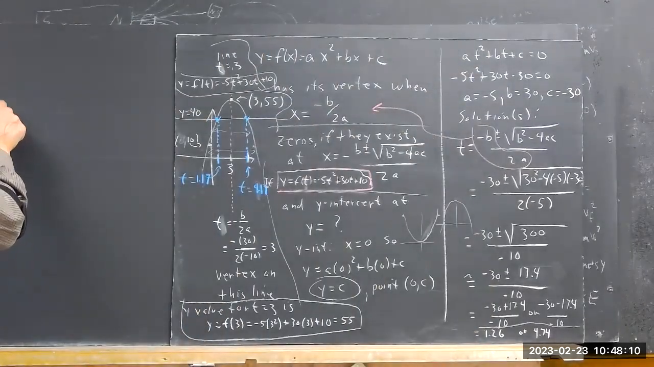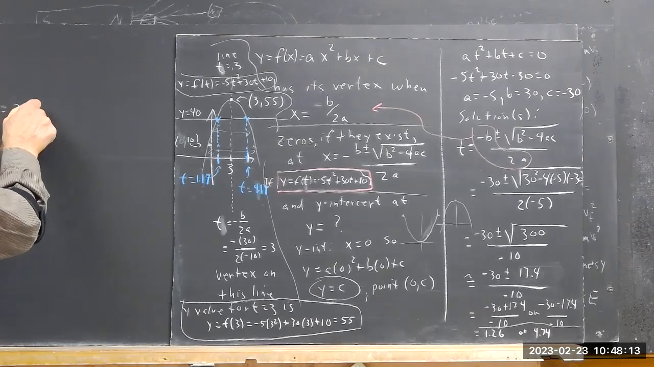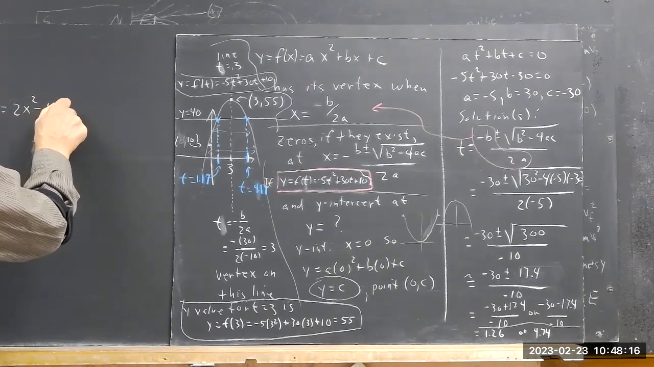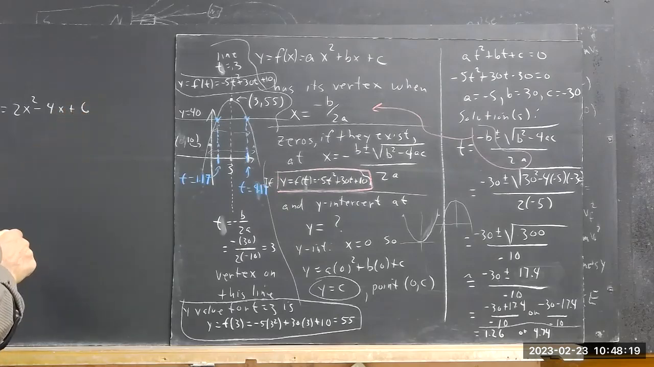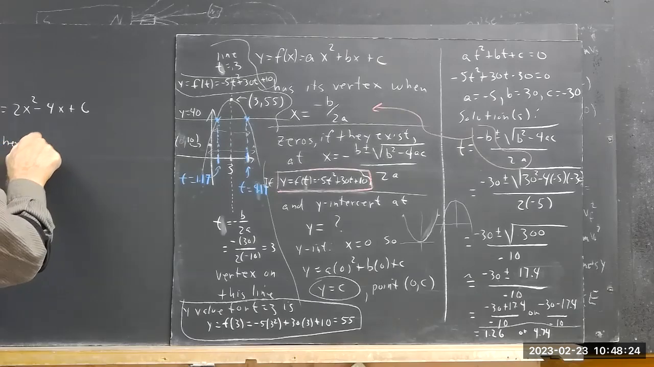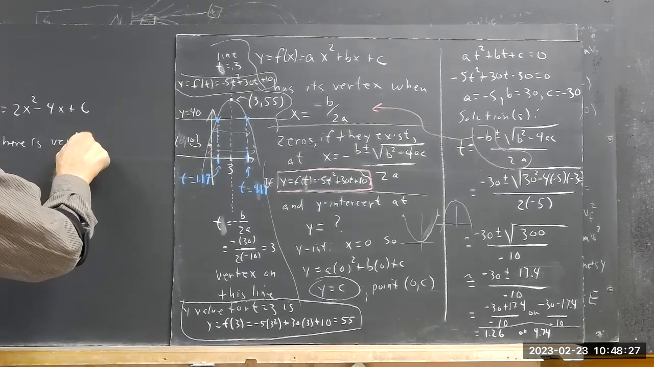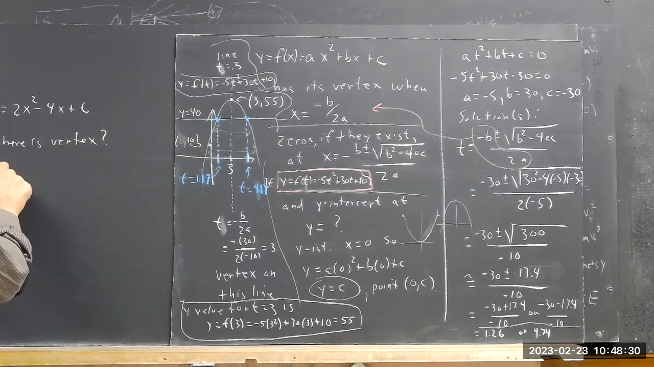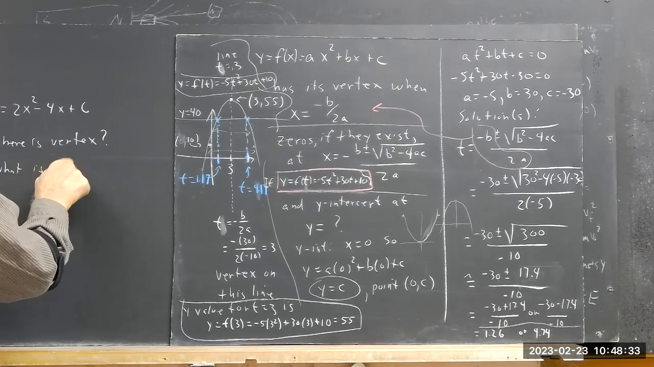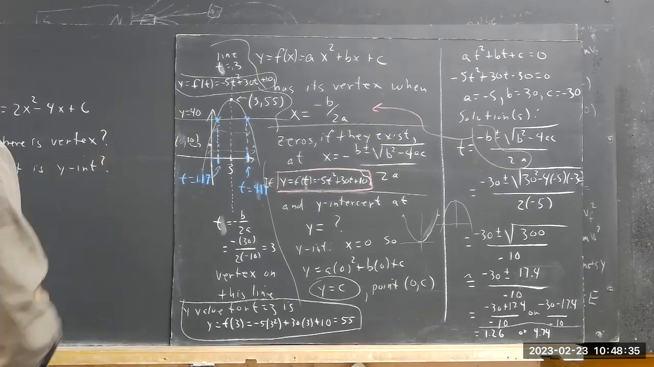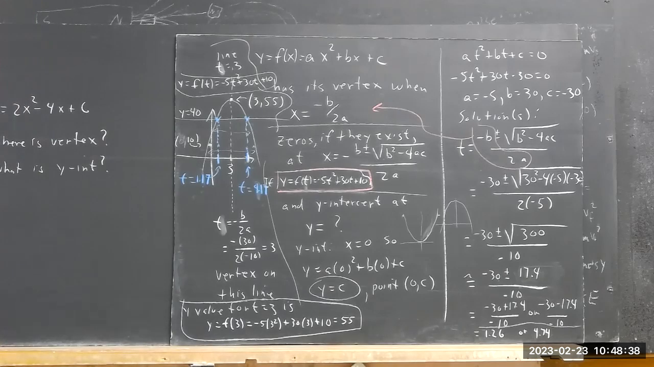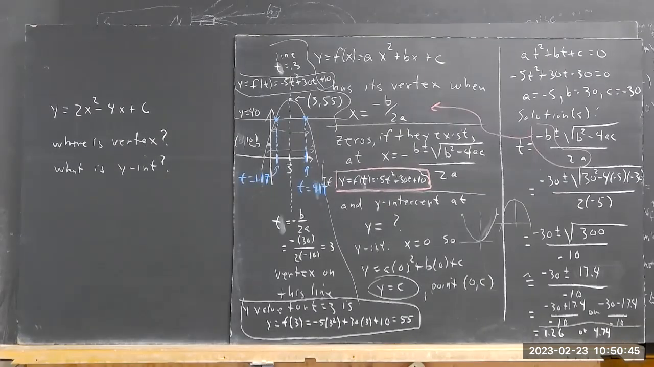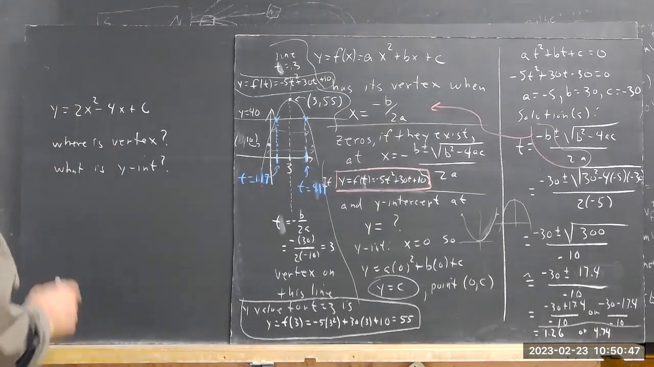Let's say we've got y equals negative 2x squared minus 4x plus 6. Okay. Where's the vertex? The y-intercept. Let's see if we can do that. We've only got about 3 minutes left, but let's see how much you can write down. Okay, we're out of time. But where's the vertex?